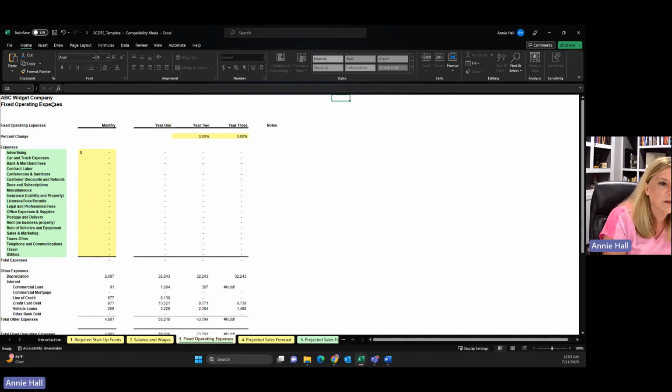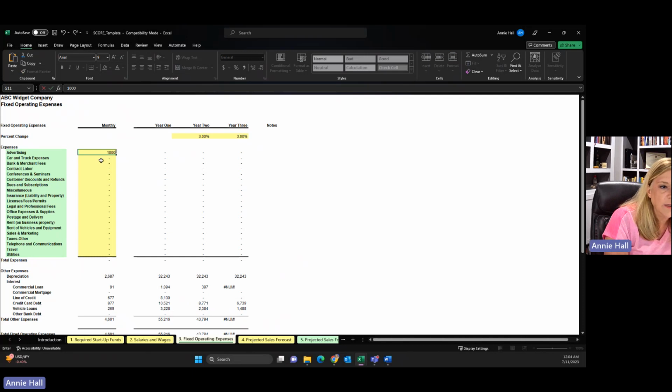So let's look at the list. These are the list of the most common. If you have something different, you can put it on miscellaneous or whatever. So advertising expenses. Typically, you're going to have an advertising budget, and you're going to spend, say, $1,000 a month. So I'm going to put that in here, $1,000 a month for advertising.